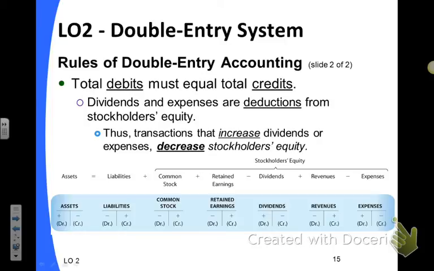And this is the same type of gigantic T account that I had done for you the first semester. If you look at this T account, here's the accounting equation blown out, with assets equals liabilities plus common stock plus retained earnings. Retained earnings are affected by dividends and revenues and expenses. So revenues minus expenses are either a net profit or a net loss.